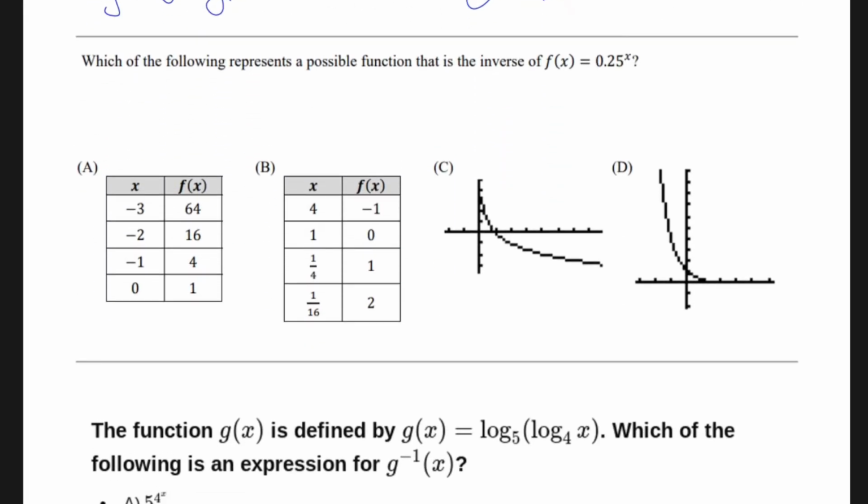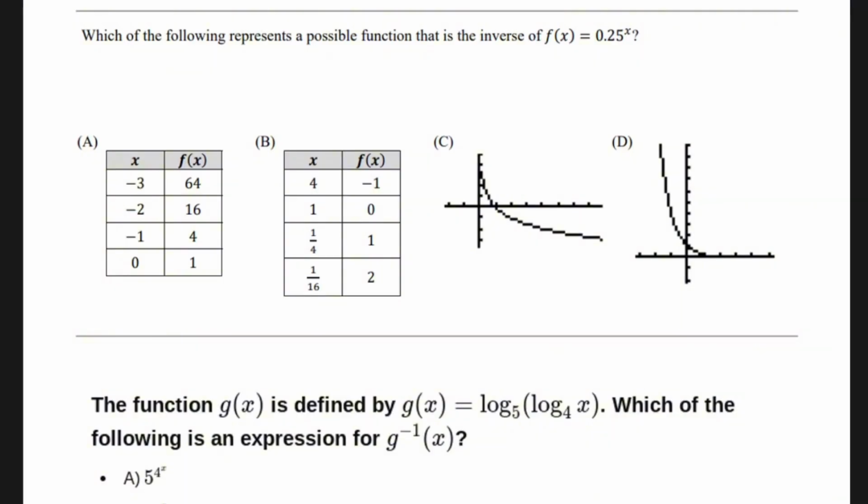Which of the following represents a possible function that is the inverse of this exponential function? That's exponential, which means its inverse has got to be logarithmic. Now, if I were to try to draw out this guy, you'll notice that this is exponential decay. It's going to start up here and really hit that and then flatten out at the x-axis. So the inverse of that would be a graph that is a mirror image over the y equals x axis.